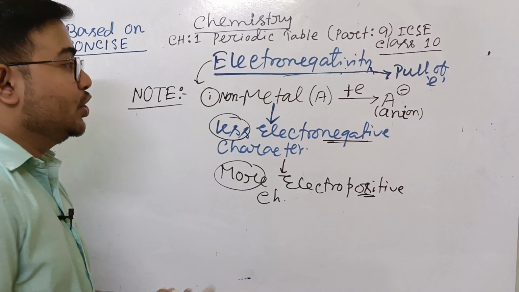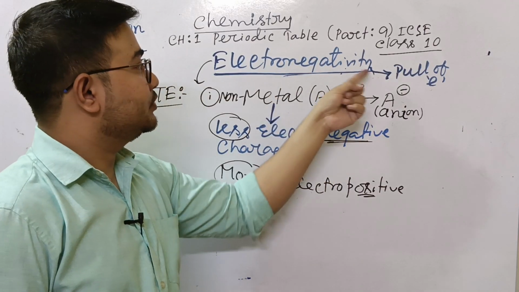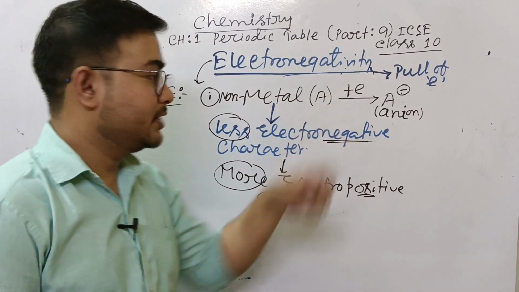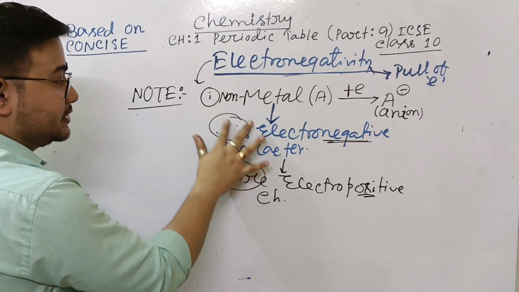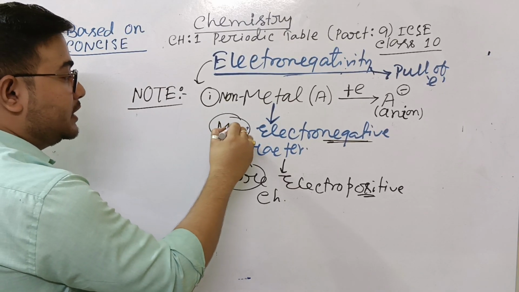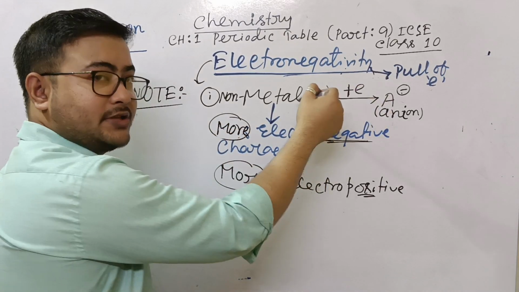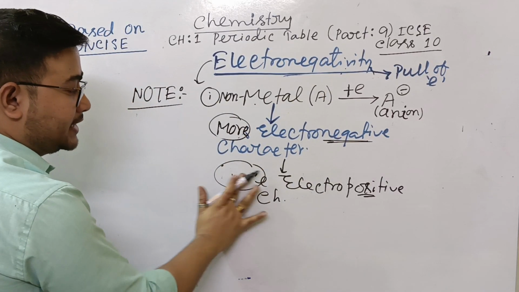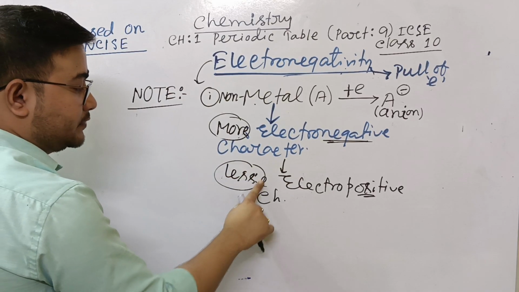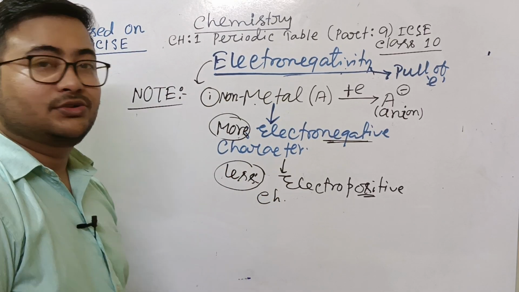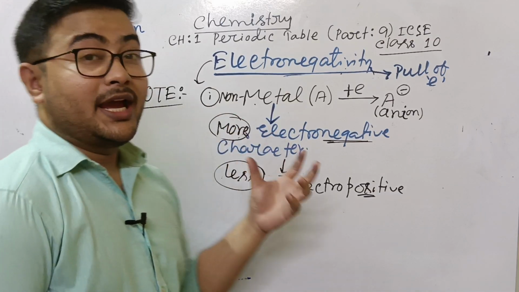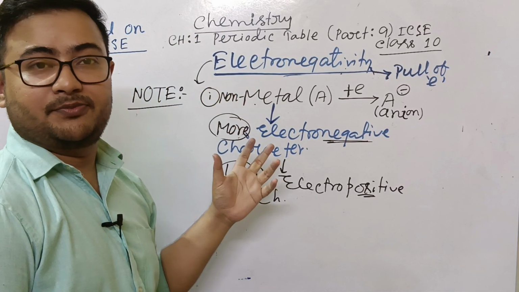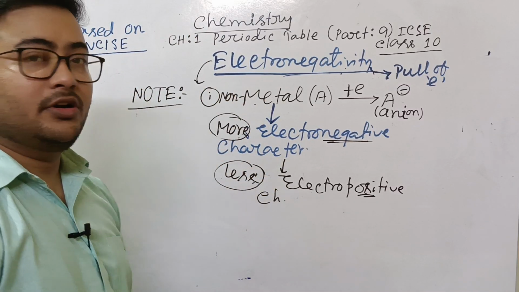Anion. So non-metal means acceptance, and electronegativity also means trying to accept, that is, to pull. So are they the same or opposite? Same. Both are acceptance, so non-metal means more electronegative, or we can say less electropositive. Is it clear or not? See, you can easily complete all of these difficult topics that are very important for your board.